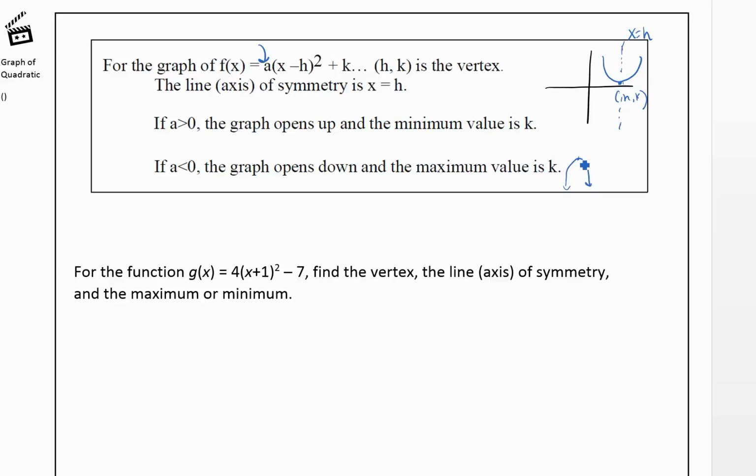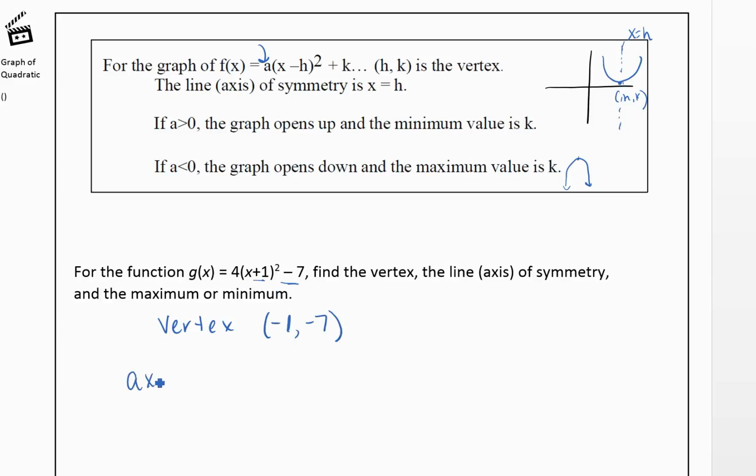Okay, so this says for the function g of x equals 4 times (x plus 1) squared minus 7, find the vertex, the axis of symmetry, and the maximum or the minimum. Now our vertex, we're going to take the opposite of what's in here, so minus 1. And then for the y coordinate, you just take what's out there. You don't change it. So our vertex here is at (-1, -7).